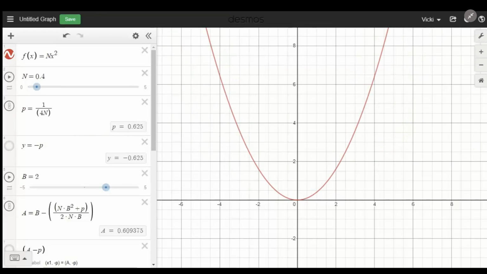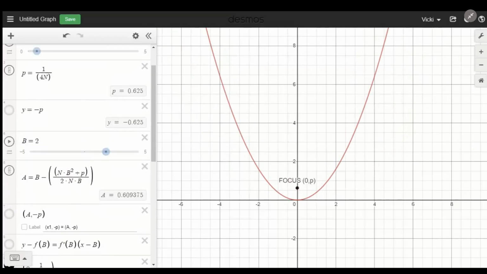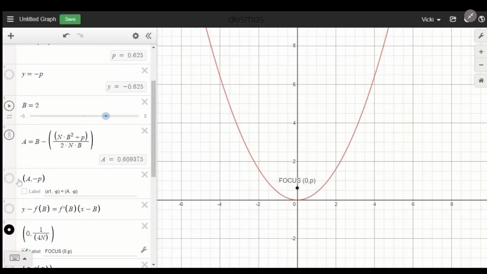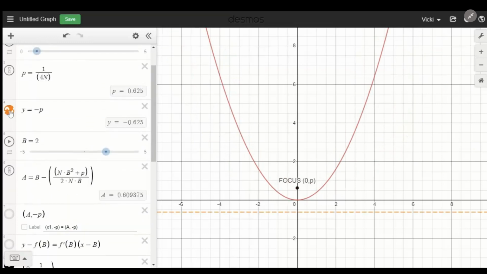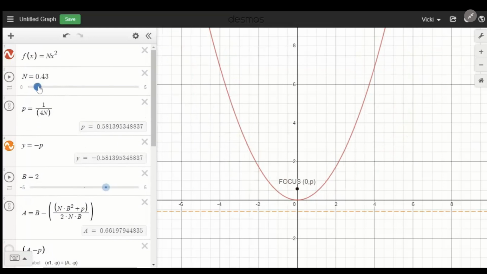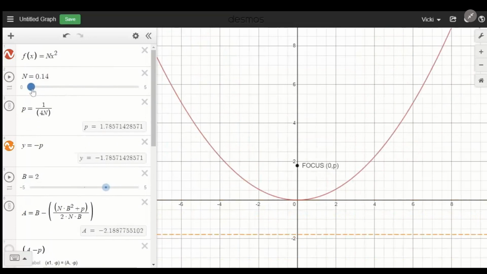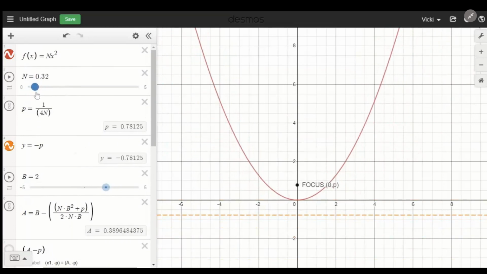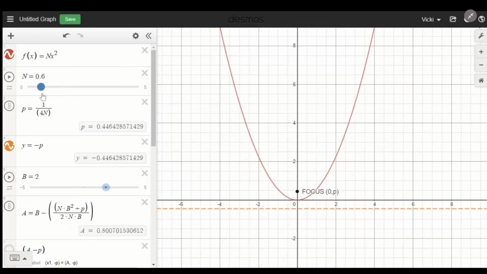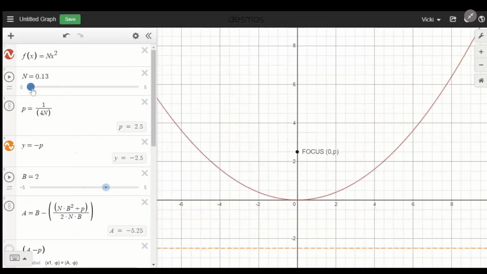So here's P, and the focus is at (0, P), and the directrix is at y equals negative P. And notice, if I change n and make it smaller, these spread out. And if I make n bigger, the focus and the directrix get closer and closer together toward the vertex. So let's make it something we can work with.